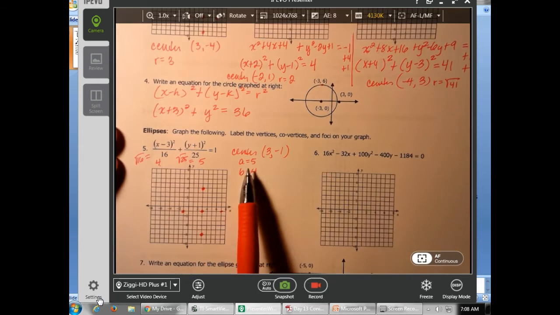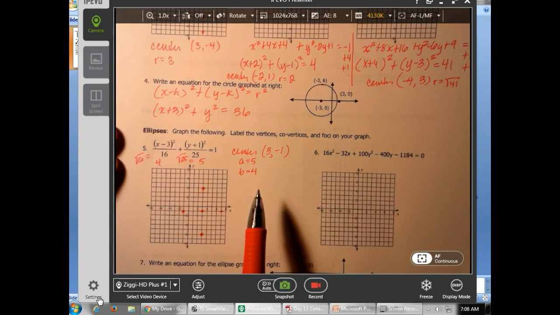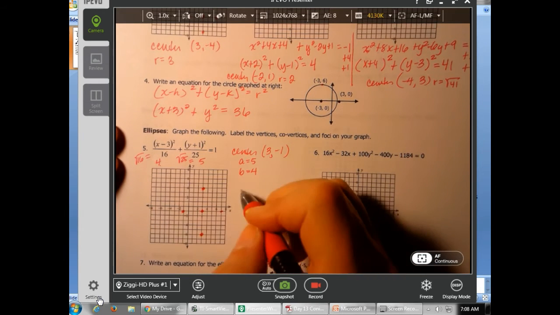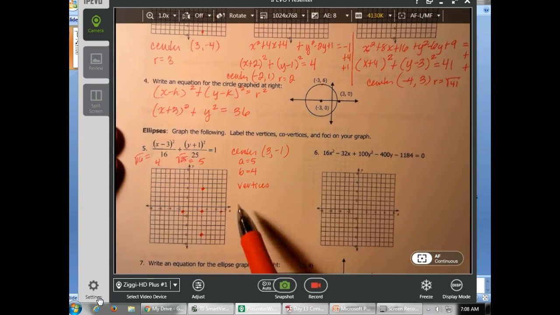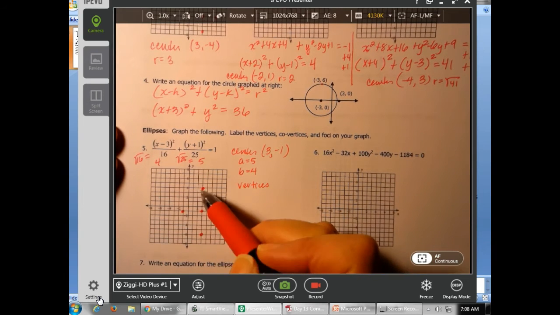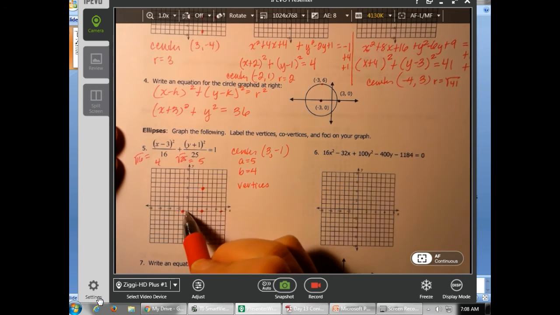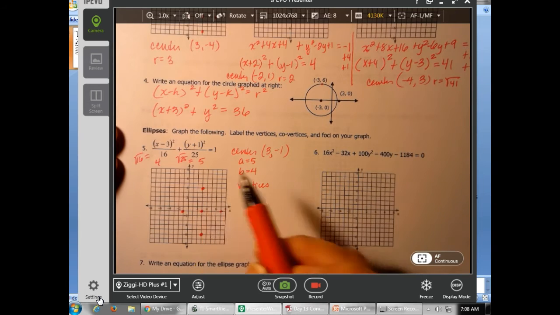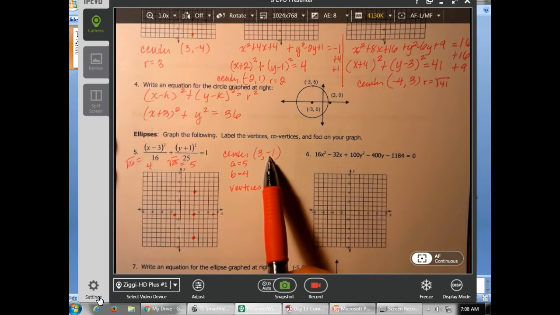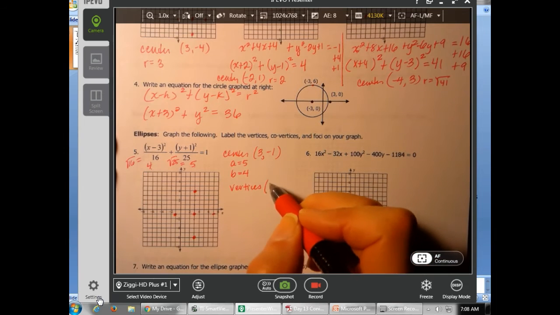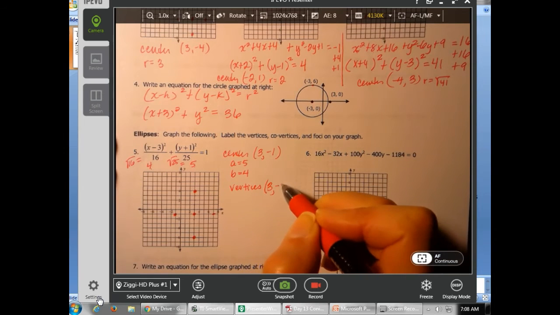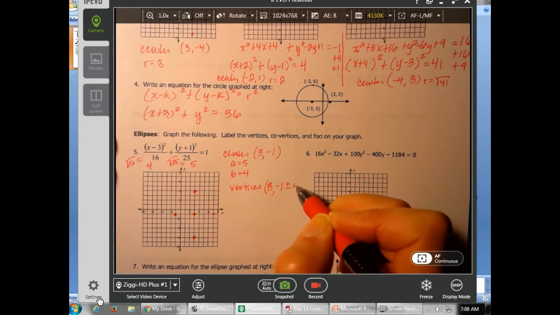And then I'm also going to need to find my vertices. So let's locate our vertices. And remember, the vertices are the endpoints of the major axis, which runs vertically like this. So I can read them from the graph, or I can just look at my -1 and go up and down 5. So I like to set it up like that. 3, and then I have -1, add and subtract 5.